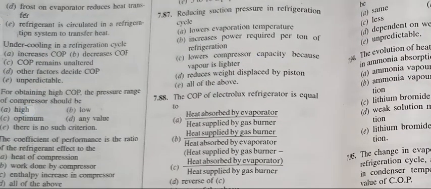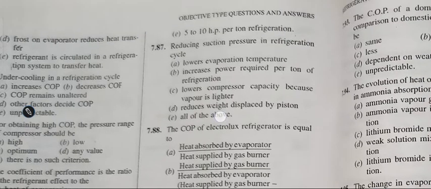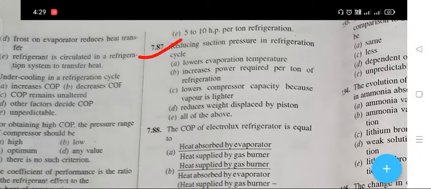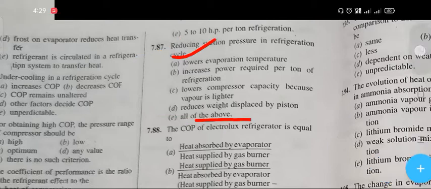Next question is reducing suction pressure in a refrigeration cycle. The right answer is E, all of the above. That is, reducing suction pressure in refrigeration cycle lowers evaporation temperature, increases power required per ton of refrigeration, lowers compressor capacity because vapor is lighter, and reduces weight displaced by piston.